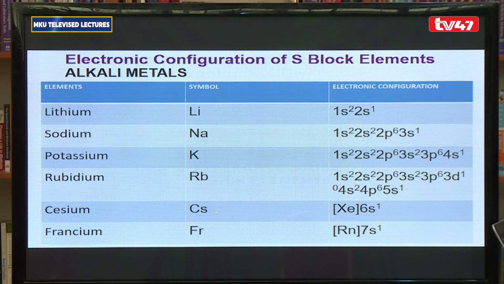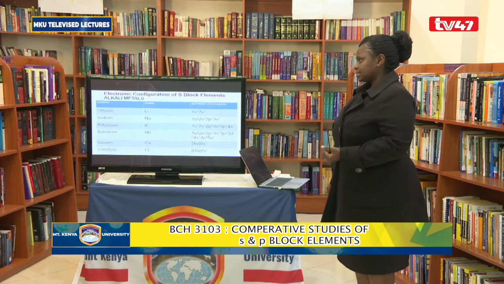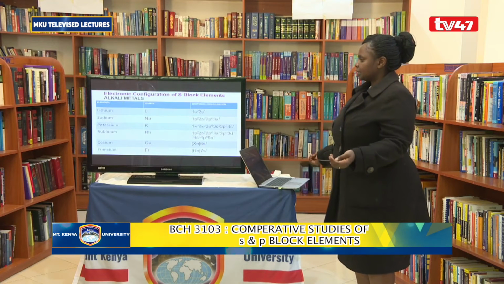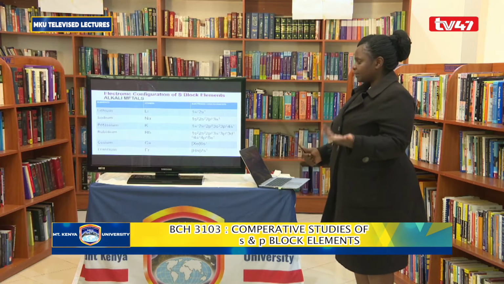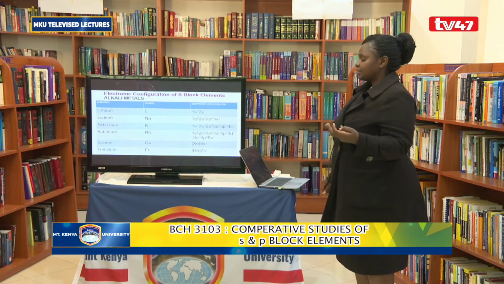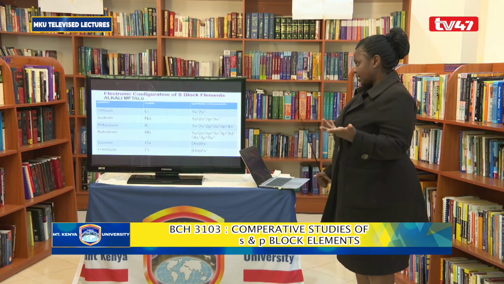So the alkali metals include lithium. If you look at the configuration, they all have S1 in the valence configuration. We have lithium, sodium, potassium, rubidium, cesium, and francium. The alkali metals have the biggest atomic radius in the periodic table. That also means that they are the most reactive elements in the periodic table. So things like sodium and potassium, we store them in paraffin because they are very, very reactive even in air.